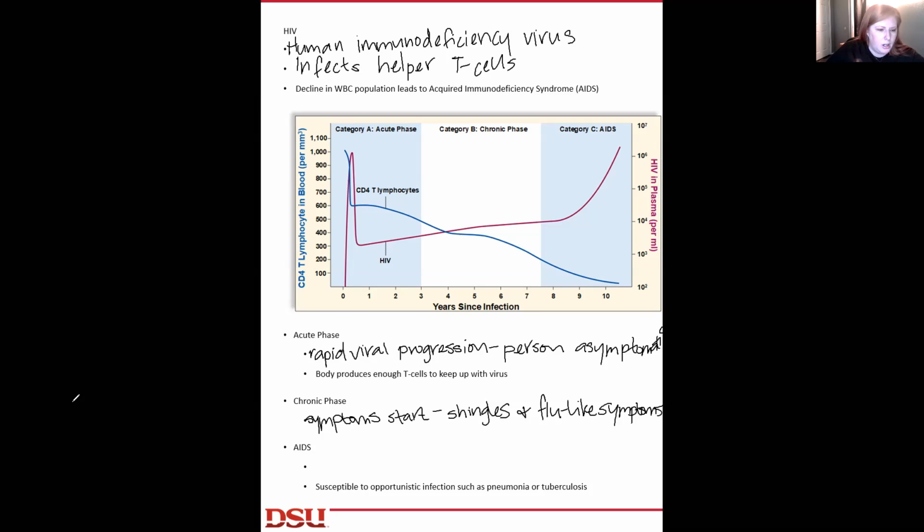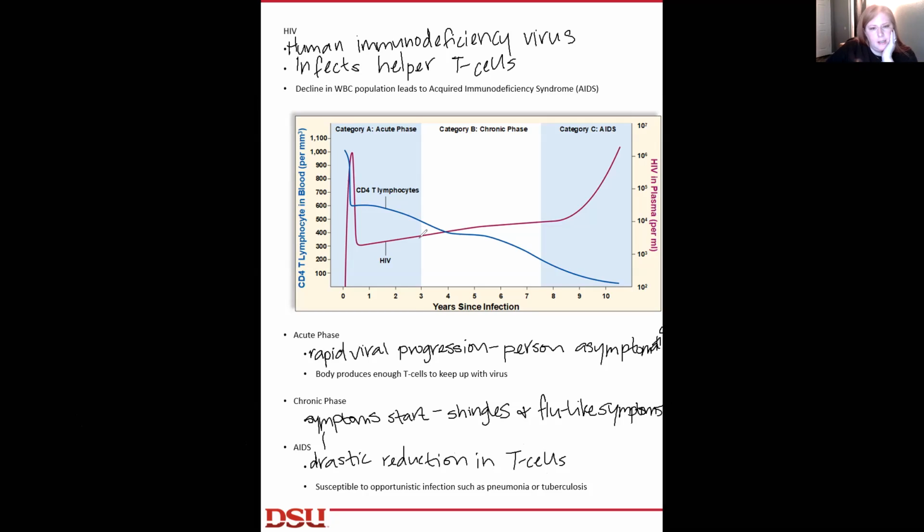Then we reach our full-blown AIDS stage. And this is where we have a drastic reduction in T cells. Okay, it plummets severely.